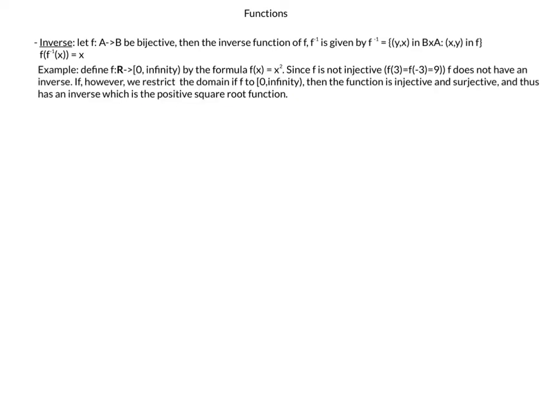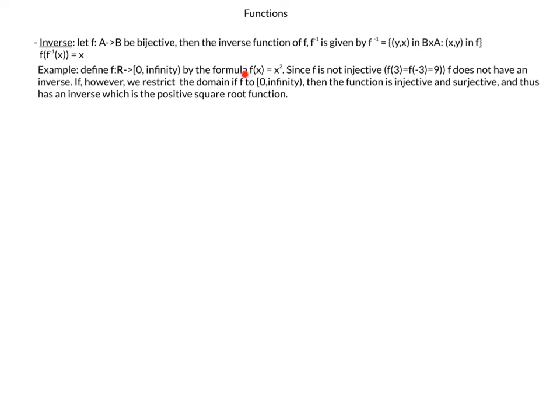And our first example is if we define f from 0 to infinity by the formula f of x is equal to x squared. Since f is not injective, f does not have an inverse. And we can see that f of 3 is equal to f of negative 3 is equal to 9. So when we map 3 and negative 3 to 9, the inverse, we don't know where to map 9 to. It's not well defined because it really should map to 2 different numbers, but that's not the way functions work. You only map it to one number.